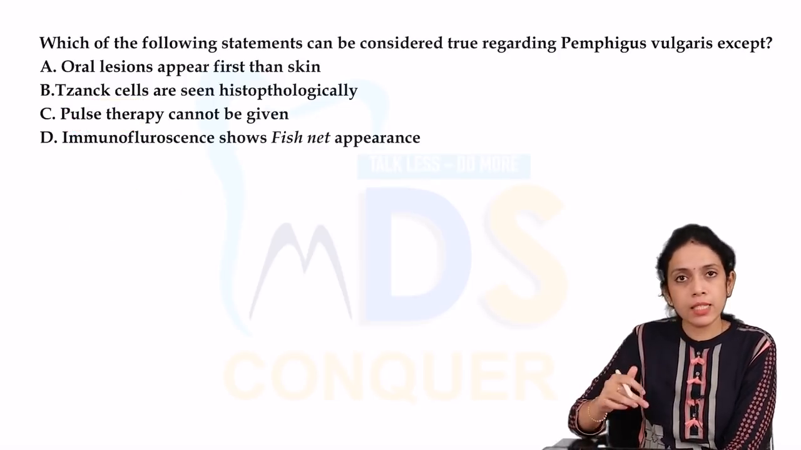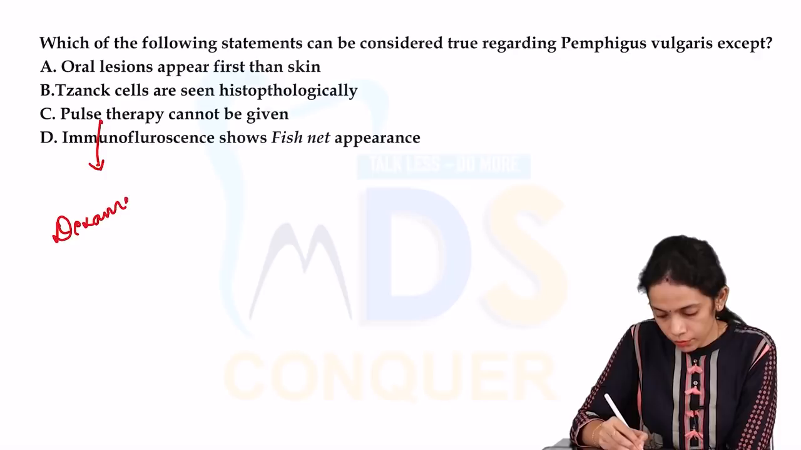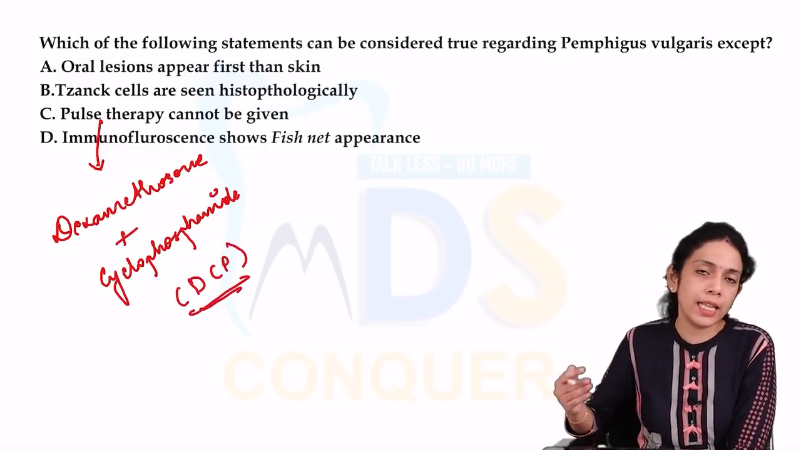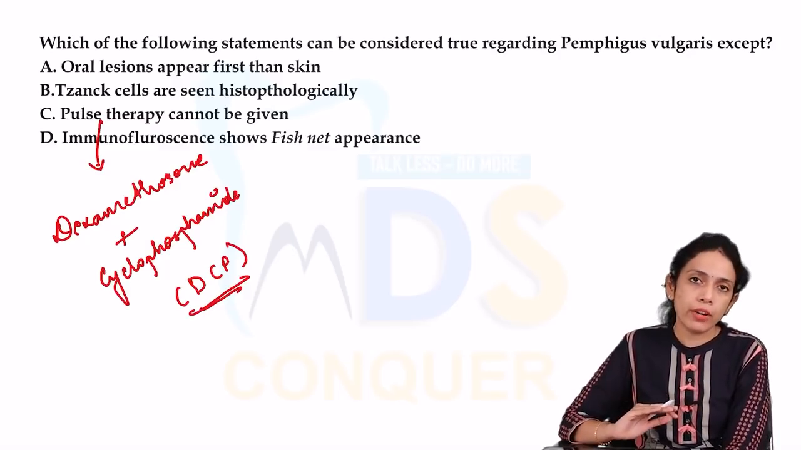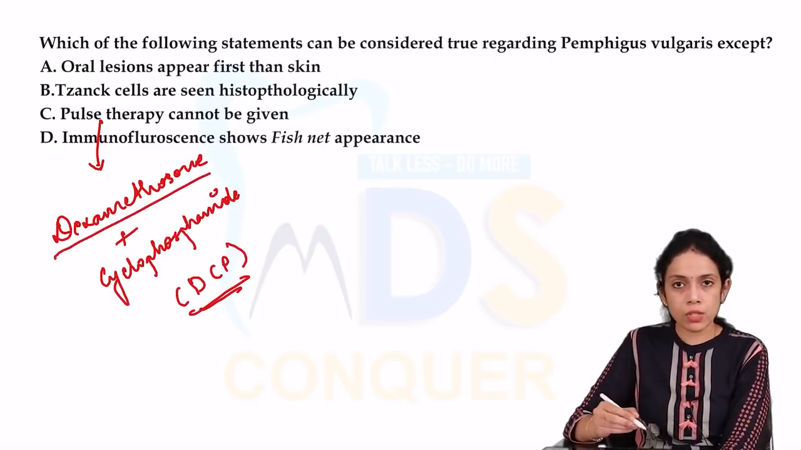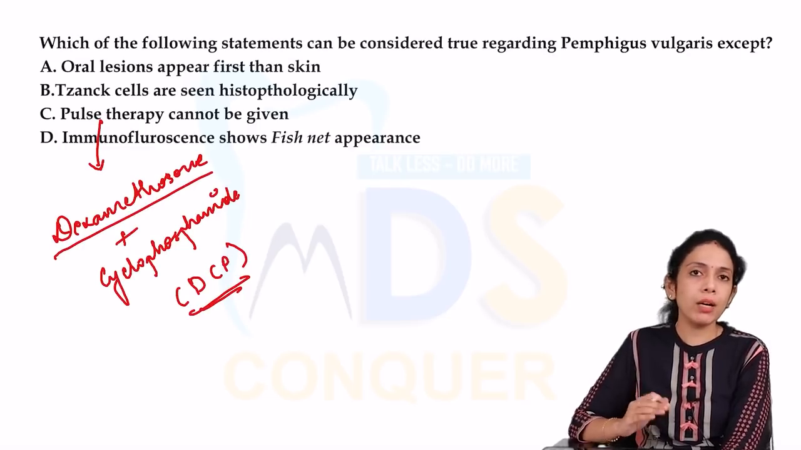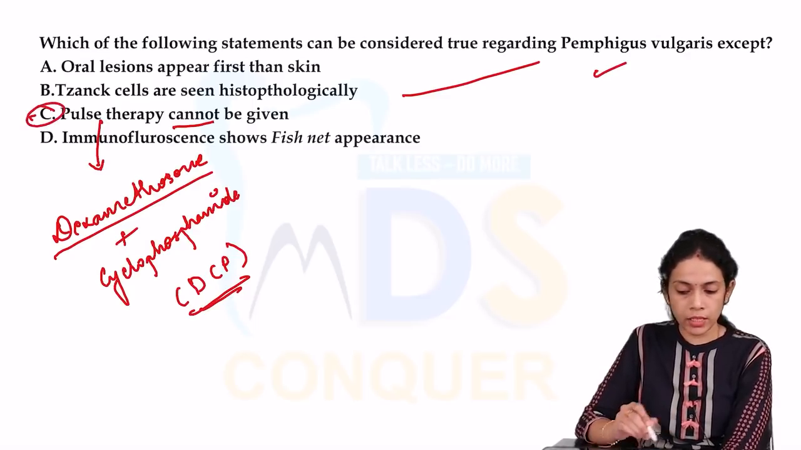Most commonly in pulse therapy, the drug given is dexamethasone and another immune suppressive drug, that is cyclophosphamide. Commonly DCP is tried for autoimmune diseases like pemphigus and lichen planus, so as to decrease the side effects of the steroids. So dexamethasone along with another immunosuppressive drug can be given as short pulses. That is pulse therapy, and it can be given in pemphigus. So this is the answer: "it cannot be given" is wrong.